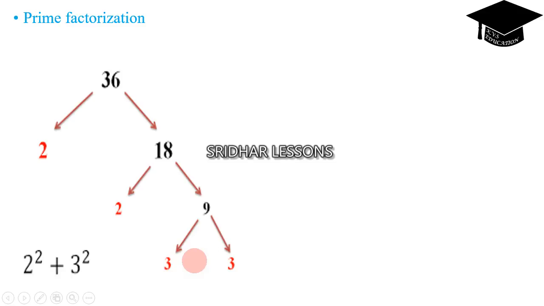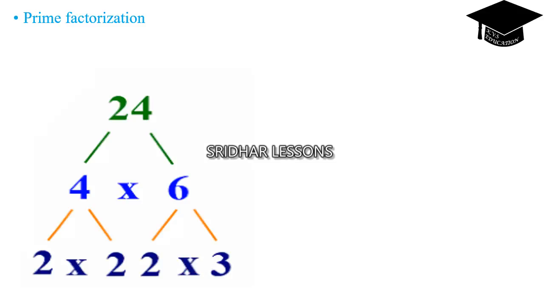We will see one more example, 24. The factors of 24 are 4 and 6. Again, 4 can be divided into the factors 2 into 2, and similarly 6 can be divided into prime factors as 2 into 3. This is how we call it prime factorization.